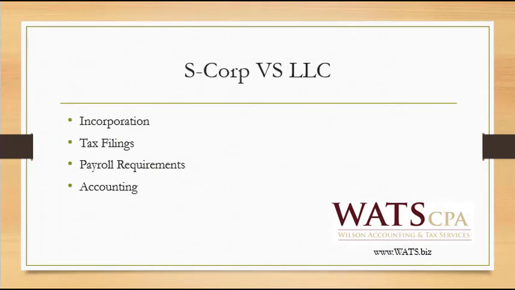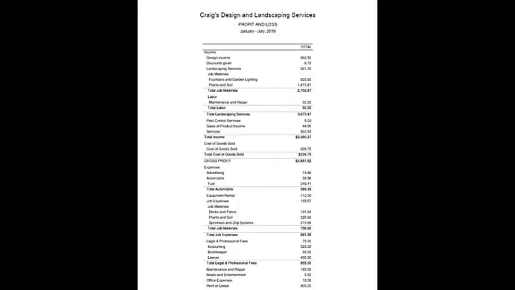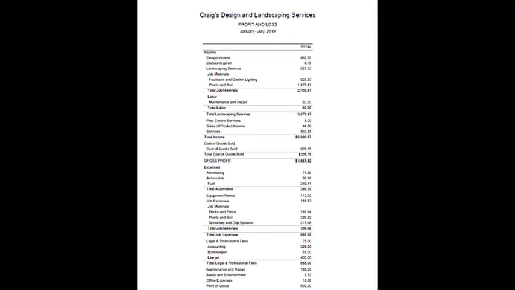Accounting. S corporations are held to a higher standard when it comes to accounting and tax preparation. A profit and loss statement and balance sheet at minimum are required to keep clean books for your S corporation. For an LLC, on the other hand, the rules are a little bit more lax. At minimum, have a profit and loss statement.